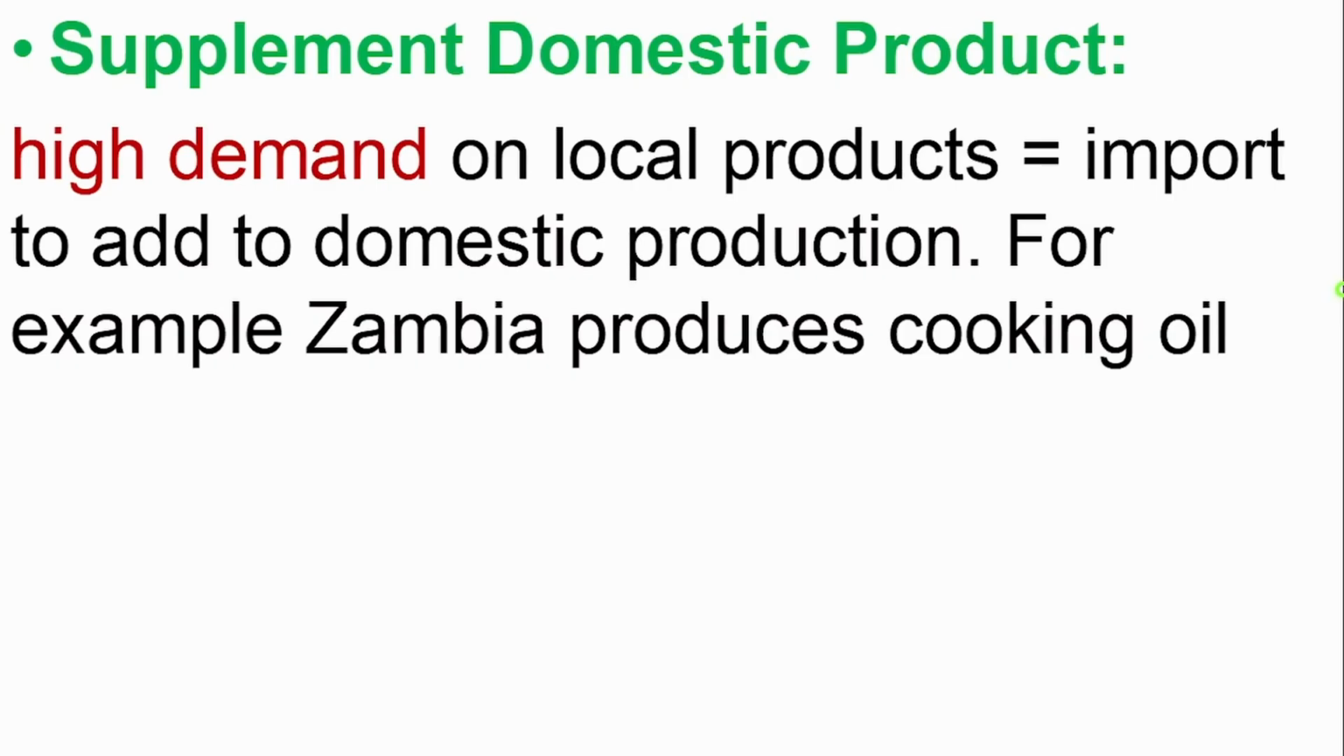The other point is supplementing domestic products. We need to supplement what we already have in our country. So let's say, for example, we have a high demand for cooking oil on our Zambian market, but we're not able to have enough produced in the country. So what do we do? We engage in international trade. The high demand for local products means we import so that we can add to our production.